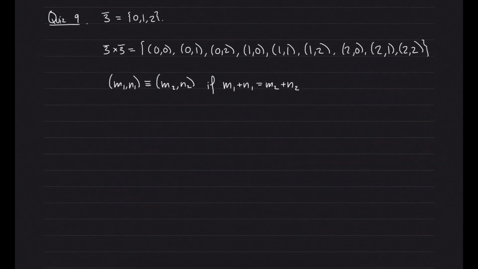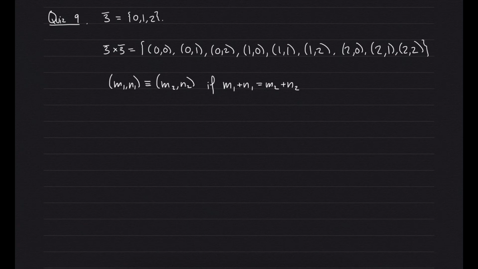Okay, so now we're looking at the question from quiz 9, and we have a similar thing. So 3 bar, as before, is just the set 0, 1, 2. I've written out 3 bar times 3 bar, which is the set that we're taking the quotient of. So it consists of these 9 elements, all possible ordered pairs, where each component comes from the set 3 bar. And our equivalence relation is given by saying that 2 ordered pairs are the same if both of their sums are the same. So it's quite similar to the first question that we saw.